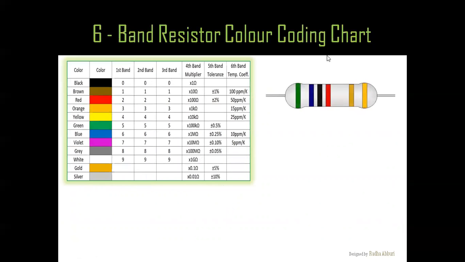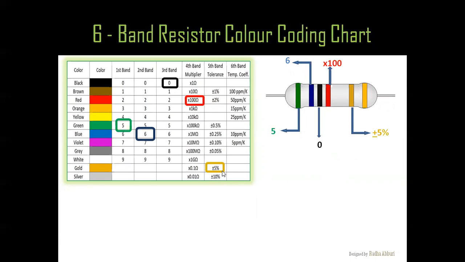We have taken a 6-band resistor, in which the green color, that is the first color, takes the value 5 again. Blue color takes the value 6. Black takes the value 0 from the table. Red takes the multiplication factor as into 100. And the 5th band, that is the tolerance band, takes the value plus or minus 5% because it is colored in gold. And the last band takes the value 15 ppm per degree Kelvin because it is colored in orange. Orange has the value of 15 ppm per degree Kelvin for the temperature coefficient of that particular resistor.